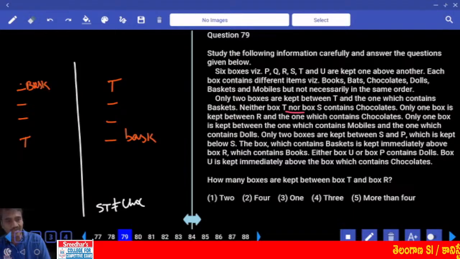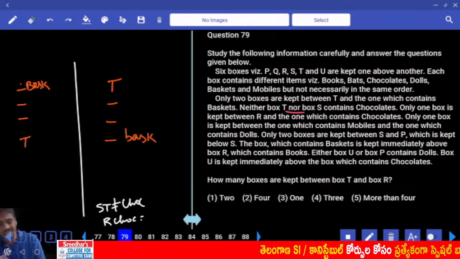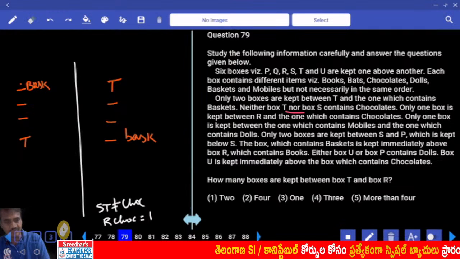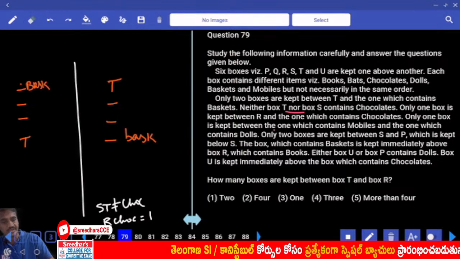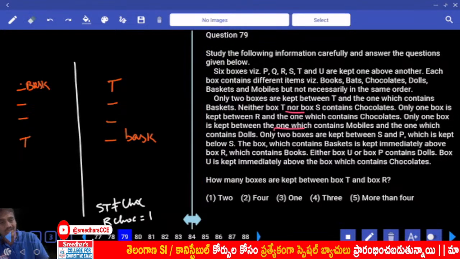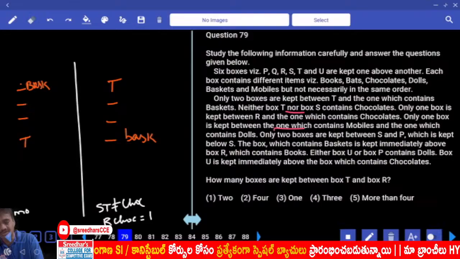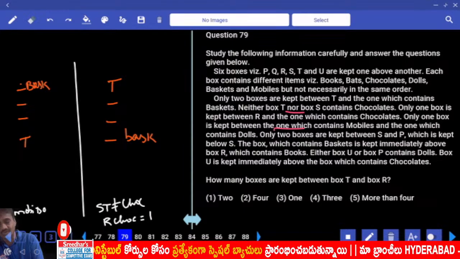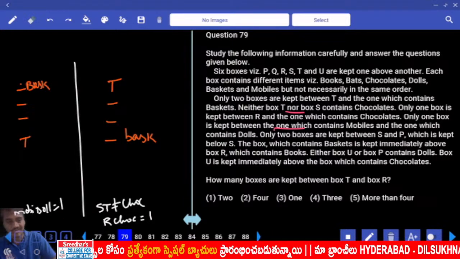And only 1 box is between R and chocolate. Between R and chocolate, how many are there? Exactly 1 box. And only 1 box is between mobile and doll. Between mobile and doll, again there is exactly 1 box.